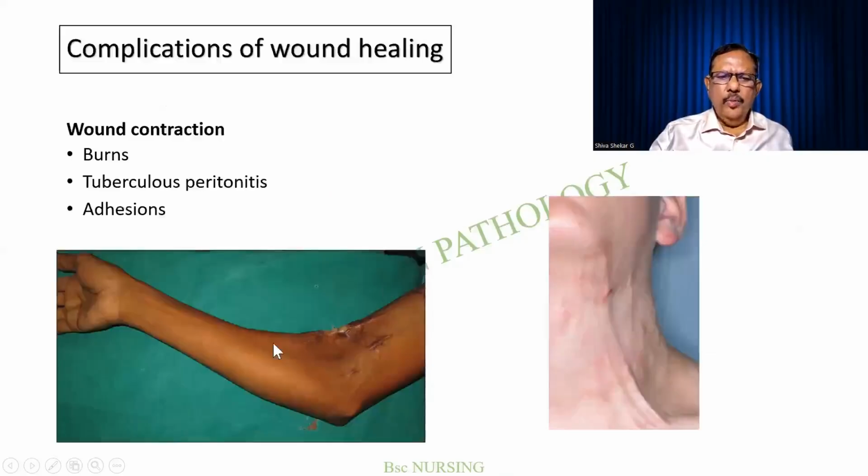Wound contraction, you must be familiar. In some patients, there is a lot of fibrous tissue, he is not able to expand. And at the same time, tuberculous peritonitis, there can be the attachment of the intestine loops to each other, adhesions, as in this case also.